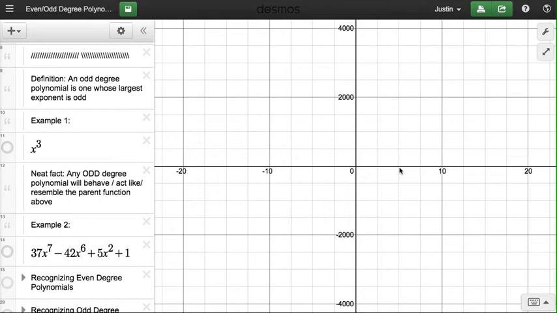Now that you've finished recording the definition, which is an odd degree polynomial is one whose largest exponent is odd, and once you've taken down both of these examples, so if you're watching this video, it means you've taken them both down. Now we can talk about these functions. So you already know what x cubed looks like, which is just like this.